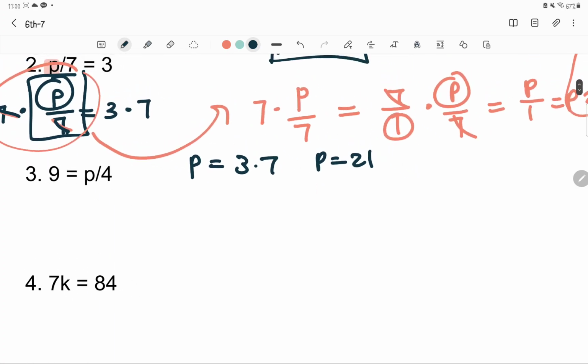And we have to check, right? 21 divided by 7 is 3. So this shows that we got the right answer.